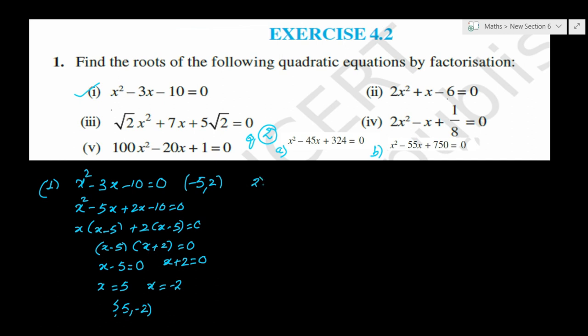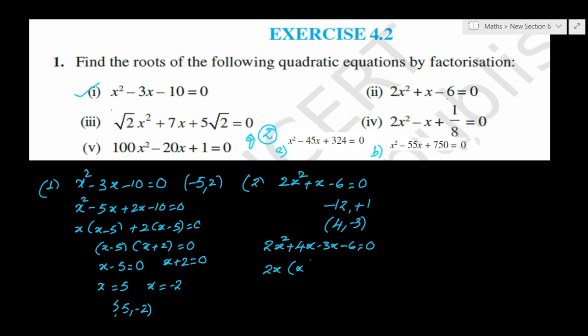Now let's do the second one, 2x² + x − 6 = 0. So here the product must be −12 and addition is +1. So here we can write 4 and −3. Their product is −12 and their addition is +1. So 2x² + 4x − 3x − 6 = 0. So 2x is common in the first part, so 2x(x + 2), and here −3 is common, again we get (x + 2). So x + 2 is common in both. Therefore, (x + 2)(2x − 3) = 0.